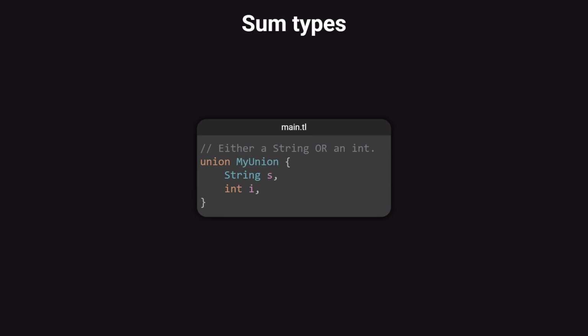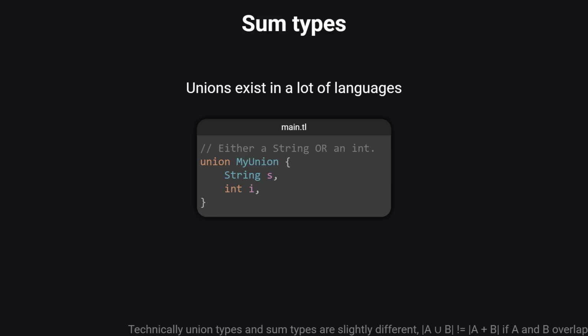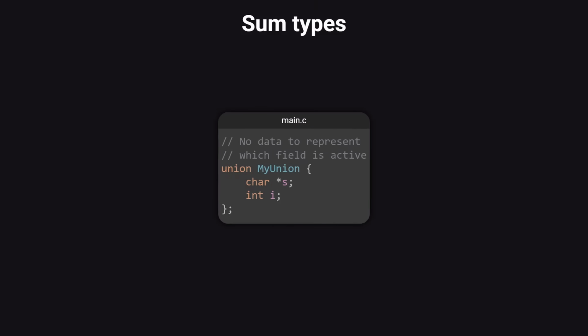It's pretty likely that you've used this sort of thing before. A lot of languages have unions, which mostly encode the same concept. Some languages, like C, don't automatically tag unions, which means no data is stored to tell you which variant is currently being used.